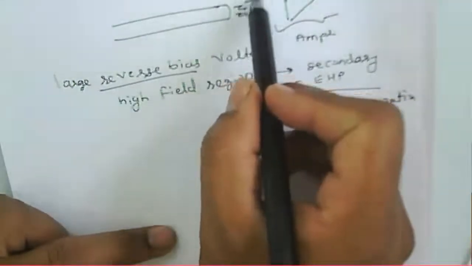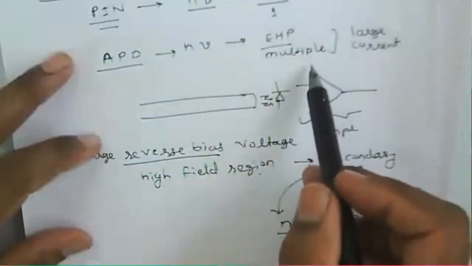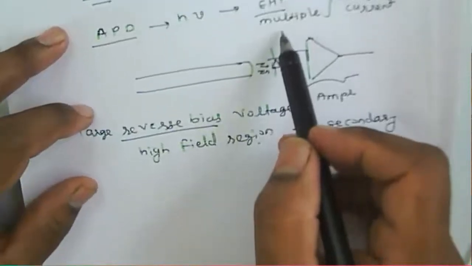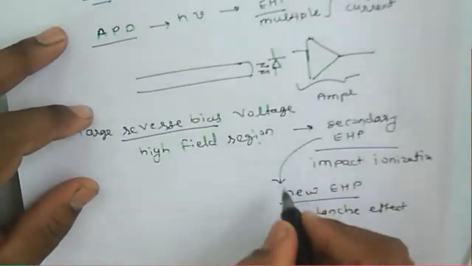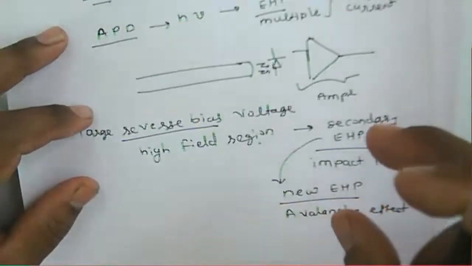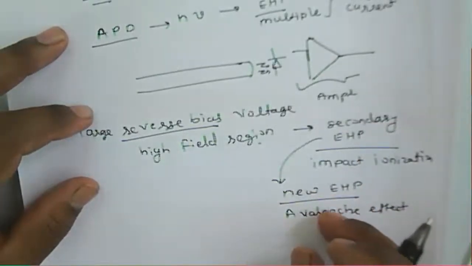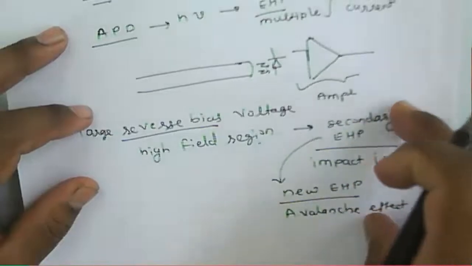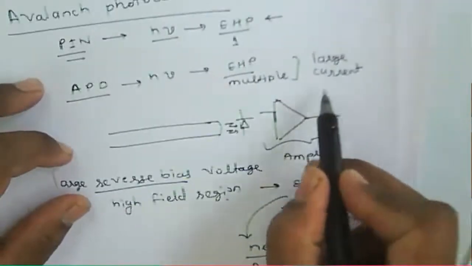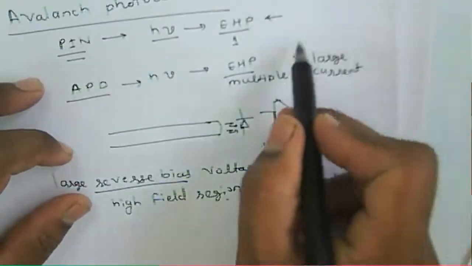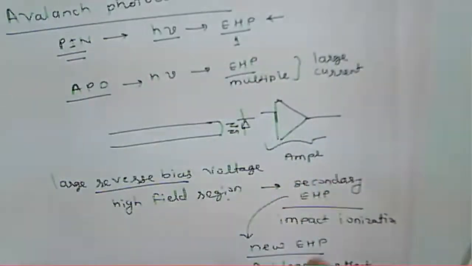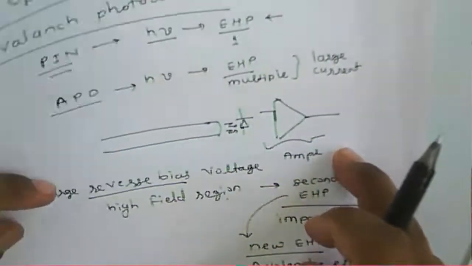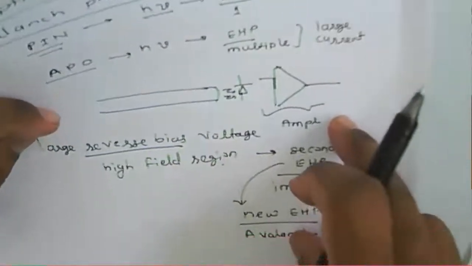That's why the electron-hole pairs are multiplied in this avalanche photodiode, or we can say that carriers get multiplied, and because of that multiplication of carriers, a large current is produced. So the output current, or photocurrent, will be large because of this multiple electron-hole pair generation.